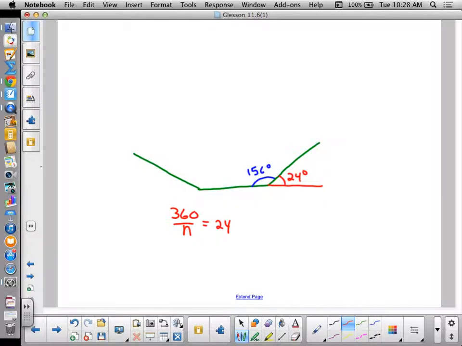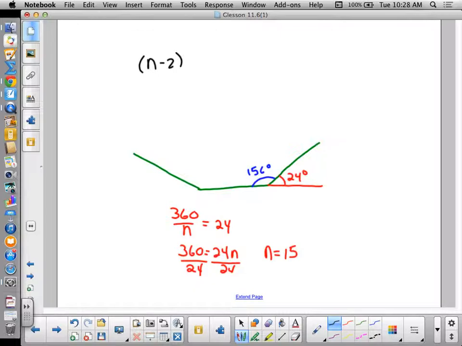And we multiply both sides by n, and divide by 24. And I get 360 divided by 24 equals n. I believe that's 15. So there are 15 sides. That's the trick. The other way of doing that, the harder way, is to use the interior angle formula.